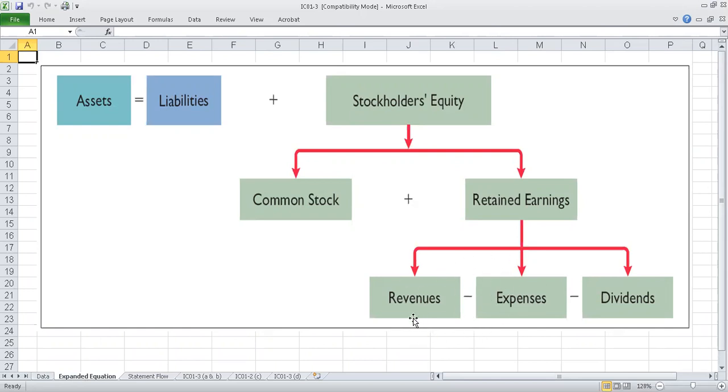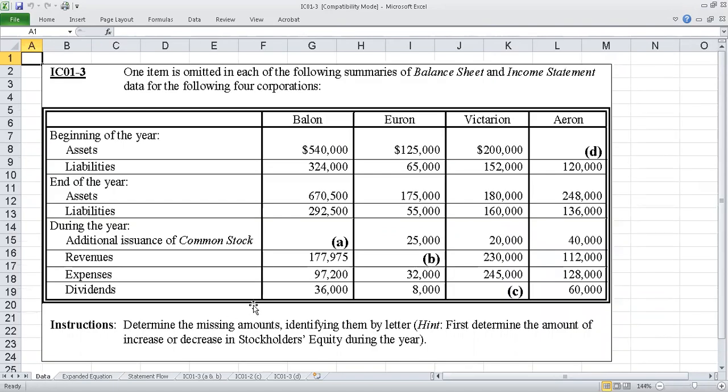Revenues minus expenses is the income statement. Net income minus dividends is the body of the retained earnings statement. And here's the balance sheet, the basic accounting equation. So for each one of these 4 corporations, we've got a missing amount. We're going to use the relationship between the financial statements to determine the dollar amount of the missing amount. And the instructions even give us a great little hint. It says first determine the change in equity, the increase or decrease in equity during the year.